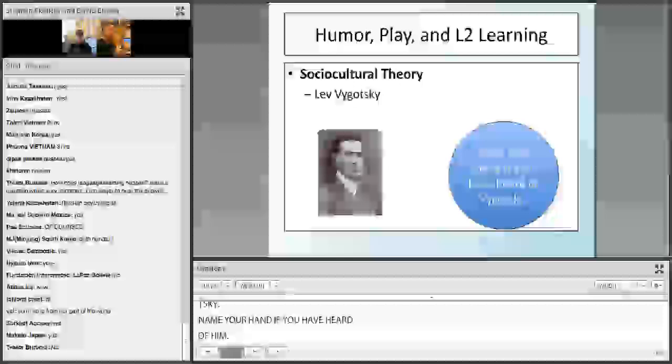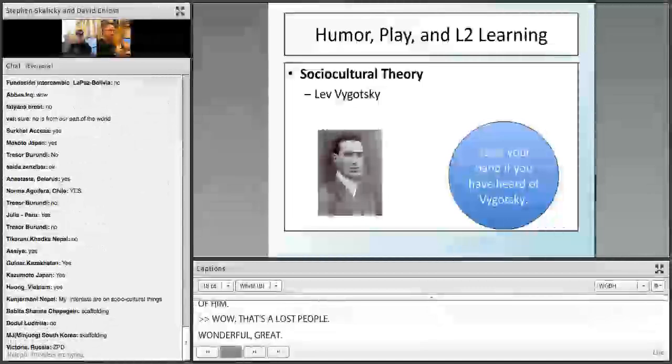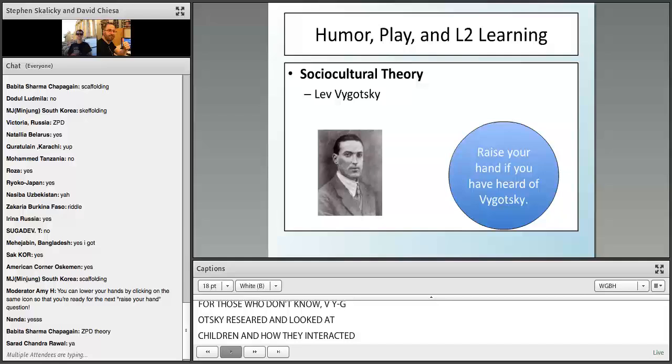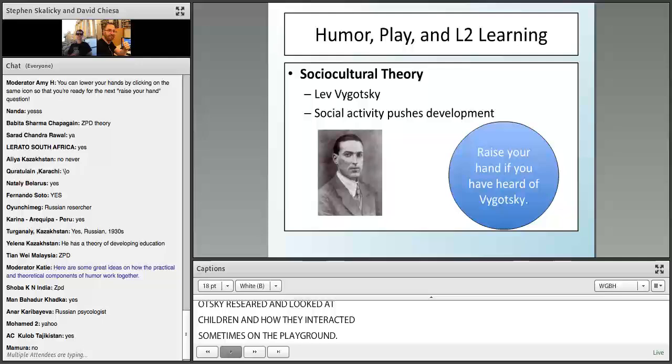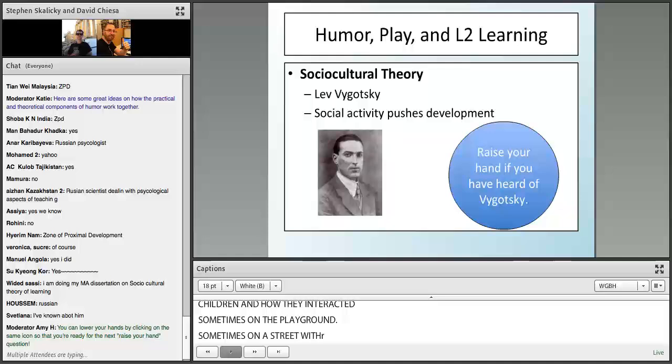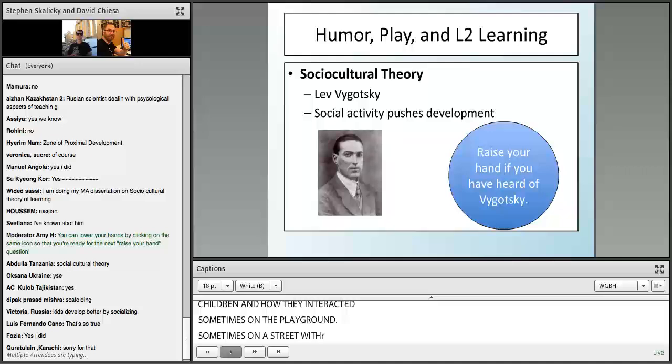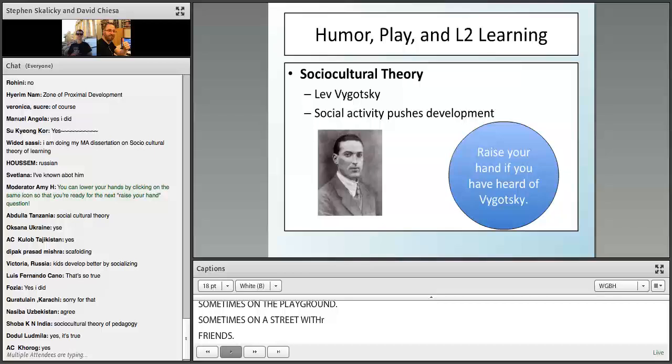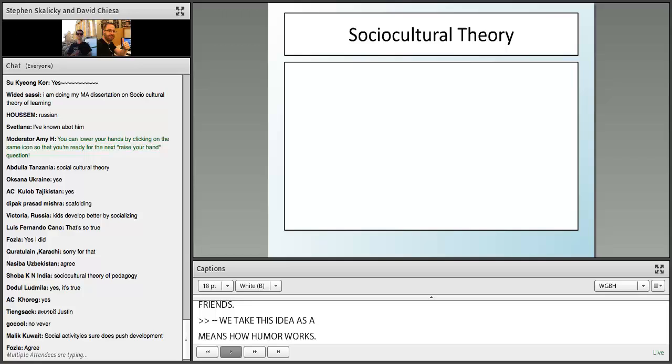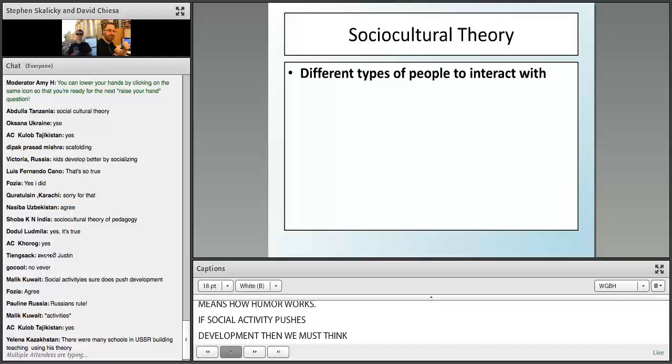So, for those of you who do not know, Vygotsky researched and looked at children and how children interacted, sometimes on the playground, sometimes on the street with friends. And what he found was that social activity pushes development. So children learn by interacting with each other, and their social activity pushes their development. And so we take Vygotsky's idea of socio-cultural theory as a means of understanding how humor works. So if social activity pushes development, then we must think about how the different types of people interact.